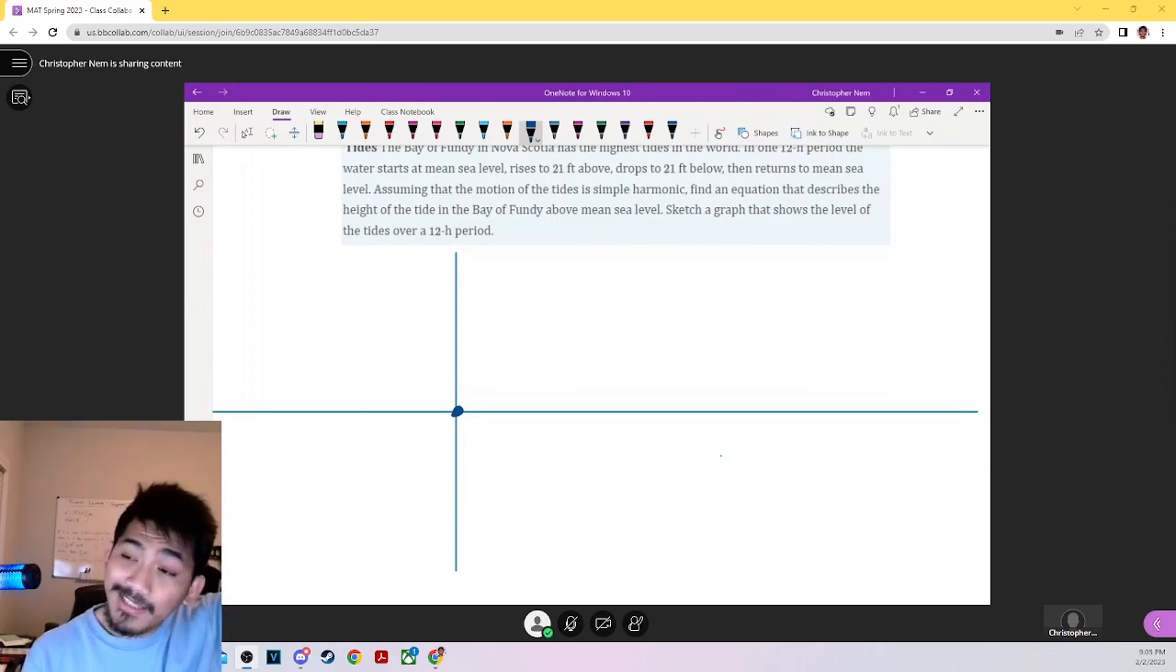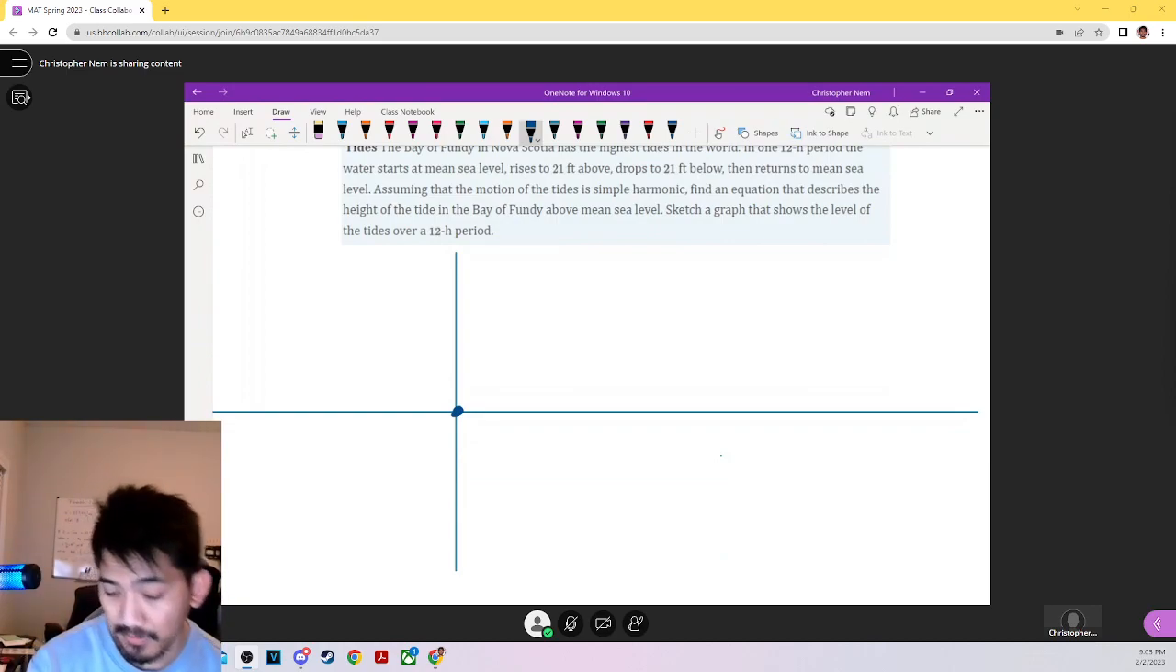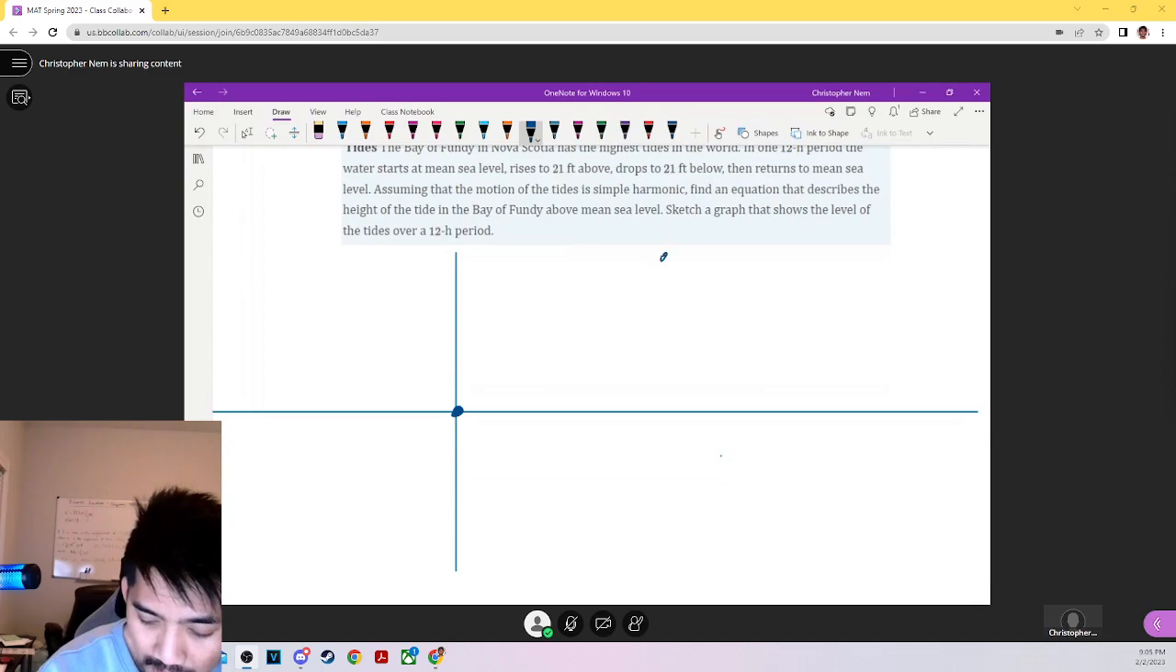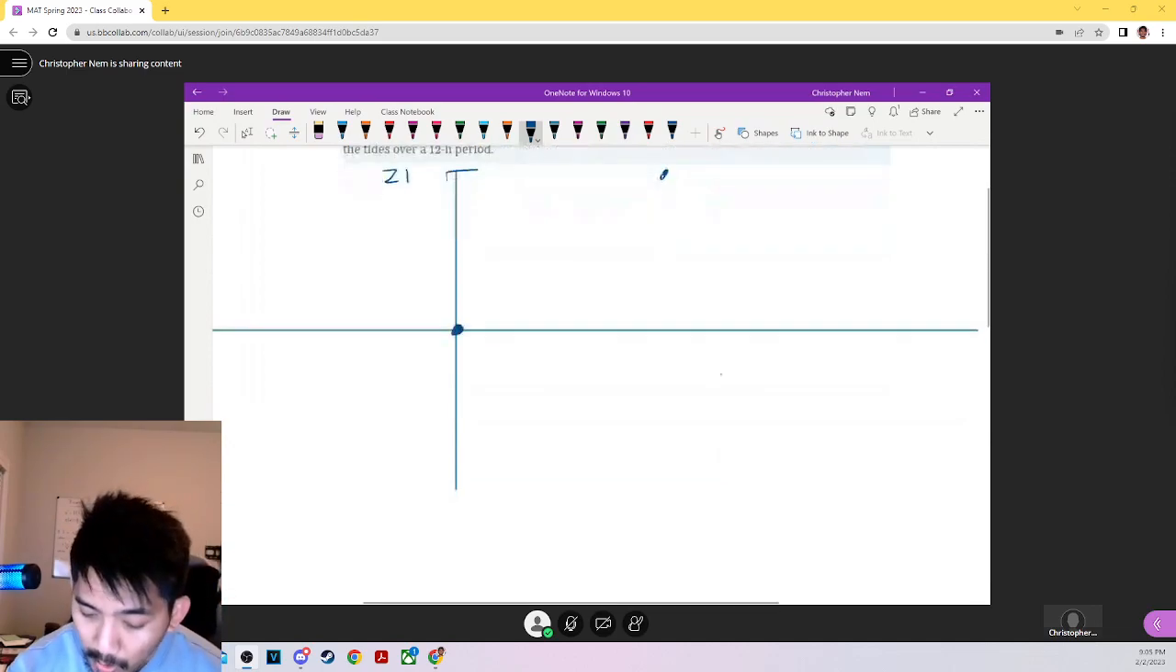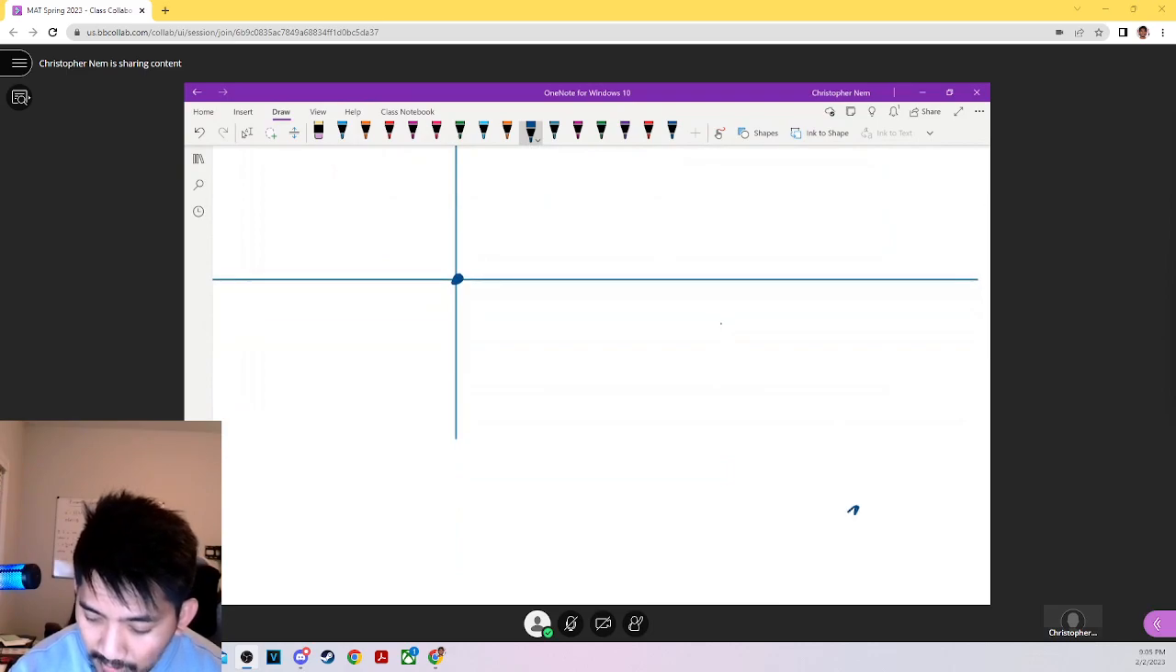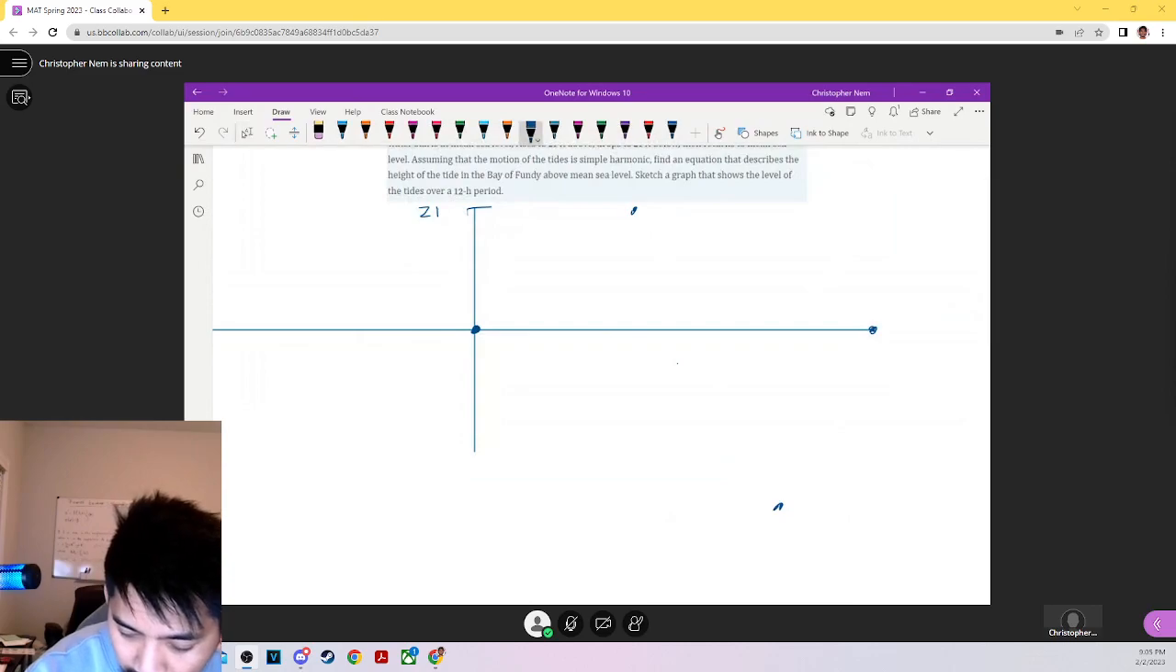It eventually rises to 21 feet above sea level. So somewhere it rises all the way to 21 feet. And then it's going to go below, to 21 feet below, somewhere around here. And then it's going to go back to sea level. So if I connect the dots, something like that.